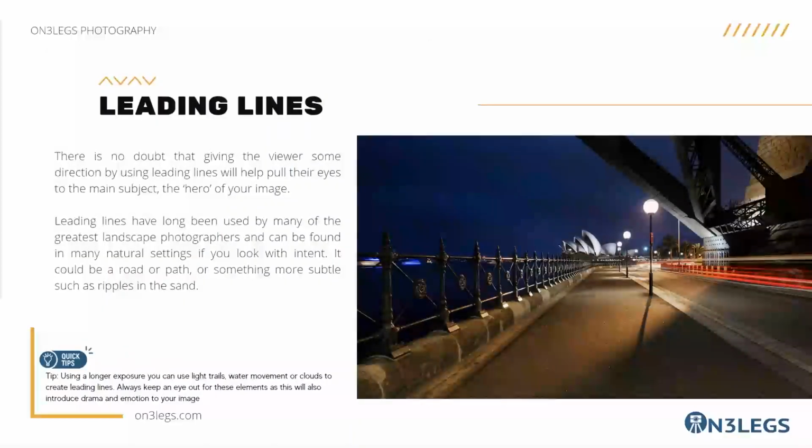The first one is leading lines. There's no doubt that giving the viewer some direction by using leading lines will help pull their eyes to the main subject, or what we like to call the hero of your image. Leading lines have long been used by many of the greatest landscape photographers and can be found in many natural settings if you look with intent. It could be a road, could be a path, or even something more subtle such as ripples in the sand.